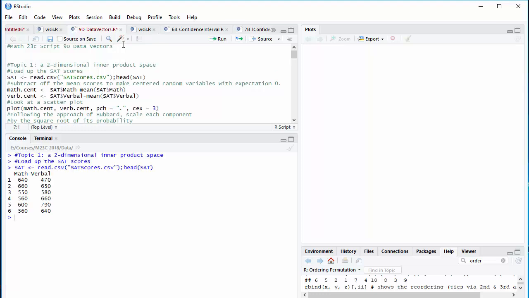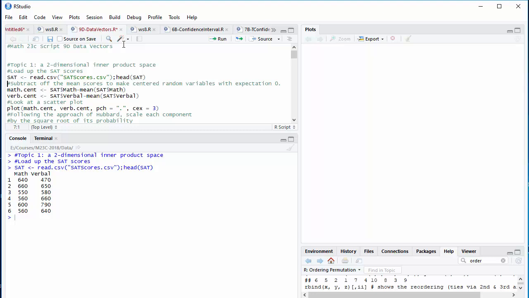So, for my two-dimensional example, I'm going to load up that set of SAT scores. Recall we've got math and verbal scores from an unnamed high school. I'm growing more and more suspicious that these data are completely phony, but they'll work for illustrative purposes.